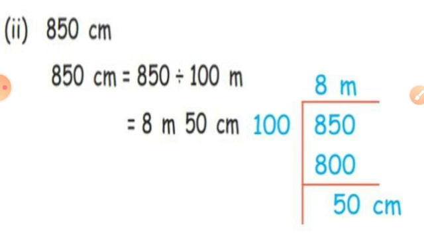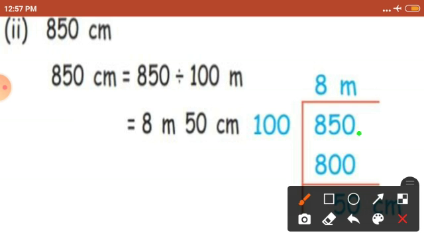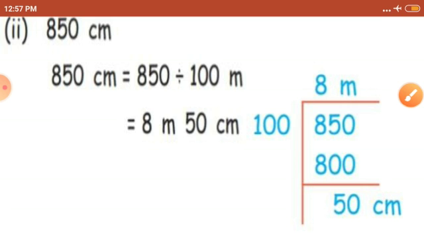Let's divide this. First write 850 as the dividend. Next write 100 as the divisor. Now see how many hundreds are in 850. There are 800s, right? So 100 8s are 800. Subtract this. You will get 50 as the remainder. Now the quotient is in meter and the remainder is in centimeter. So you have to write the answer as 8 meter 50 centimeter.